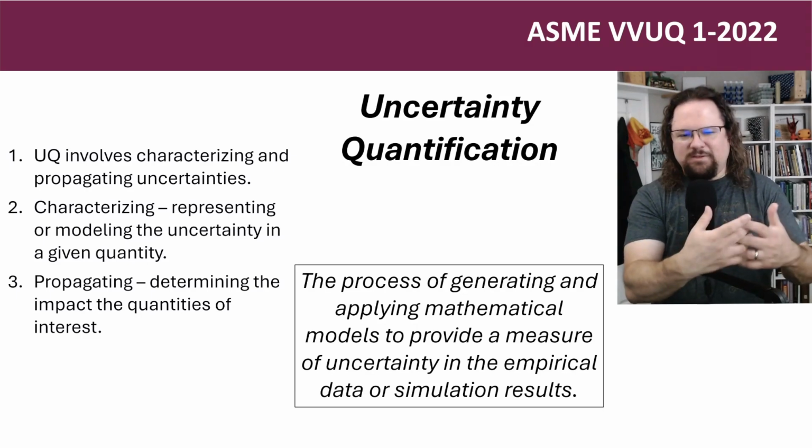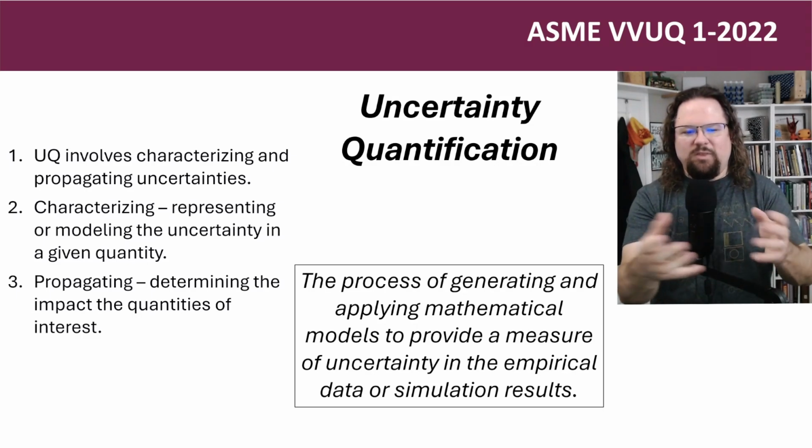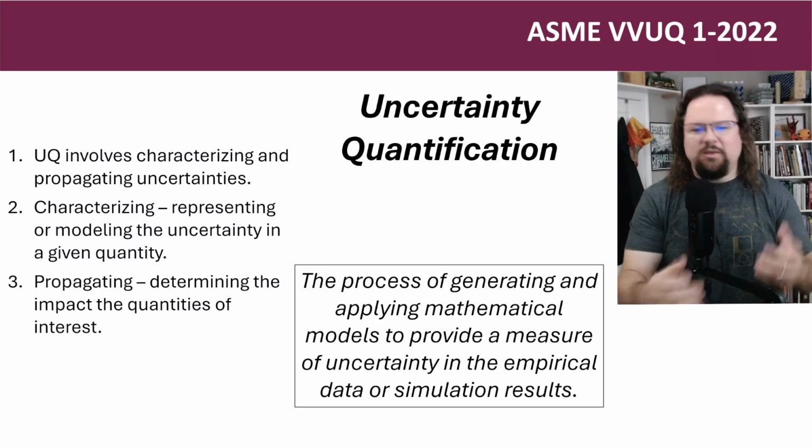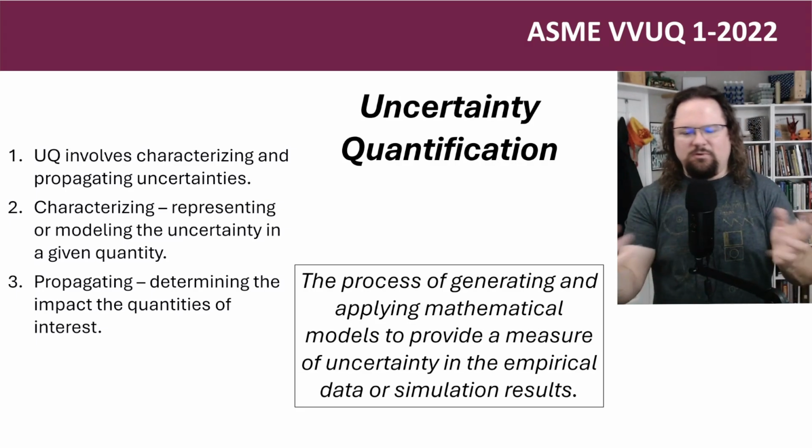Okay, now I've got this uncertainty, I've got it modeled. How do I determine the impact of that uncertainty on those quantities of interest that I care about? And again, you can do this for a computational model, you can do this for an experiment.